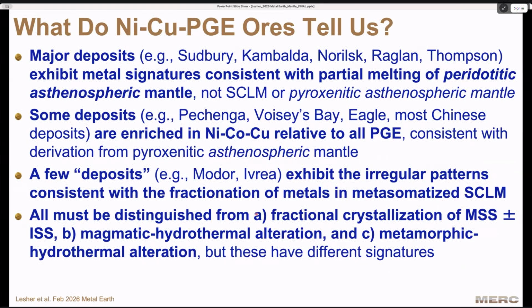And then if we're going to look at the ores, which we will, then we need to worry about fractional crystallization of MSS. We can avoid that by avoiding massive ores and alteration. So we can avoid that by looking at more mobile elements like cadmium and arsenic and antimony and so forth. And then metamorphic hydrothermal alteration is usually visible. All these things have different geochemical signatures.